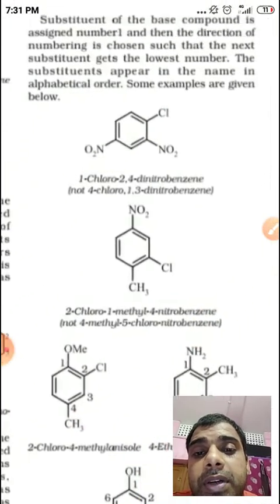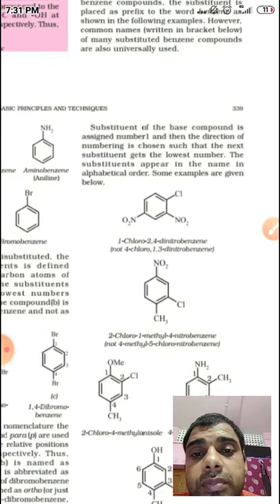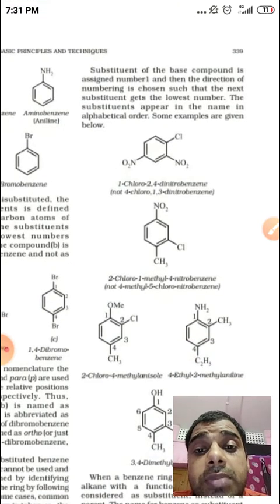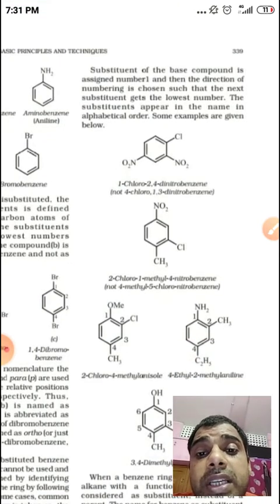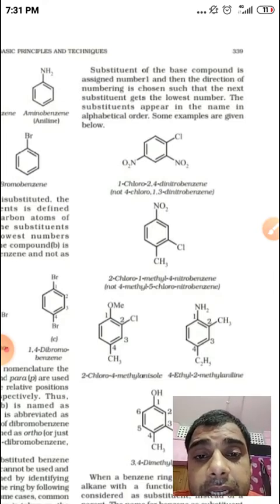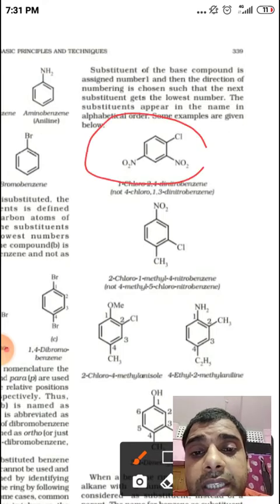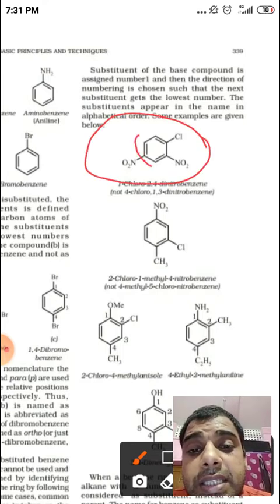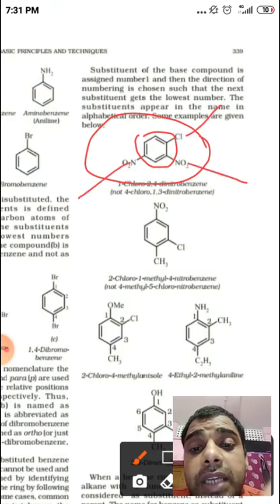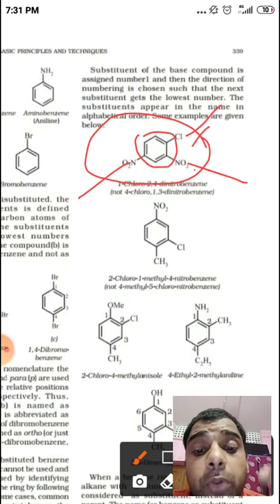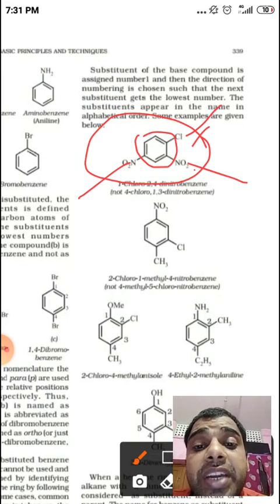Okay, then after we will talk about the substituent of the base compound, which is assigned number 1. Here you can see I have written this compound, and I have to write the name. Benzene is there, and at 3 positions, 3 functional groups are there: NO2, NO2, Cl. So from where will you start writing the positioning? Chlorine will you give the priority, or nitro will you give the priority?